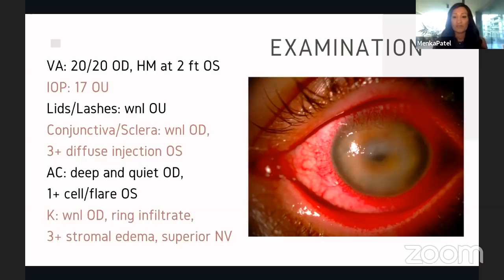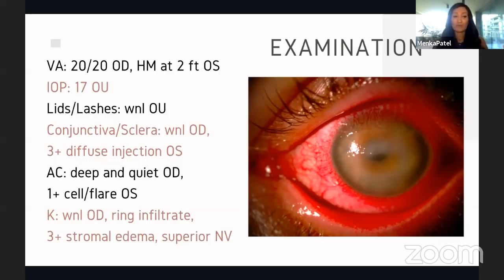So we look at this patient's examination, and you can see here that this patient's vision is 20/20 in the right eye, hand motion in the left eye. So hand motion at 2 feet essentially means that they're only able to see movement that's really close to their face, only 2 feet away. Otherwise, they're not really able to see from that eye.